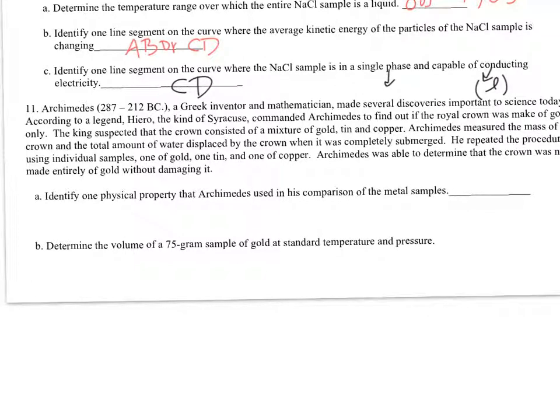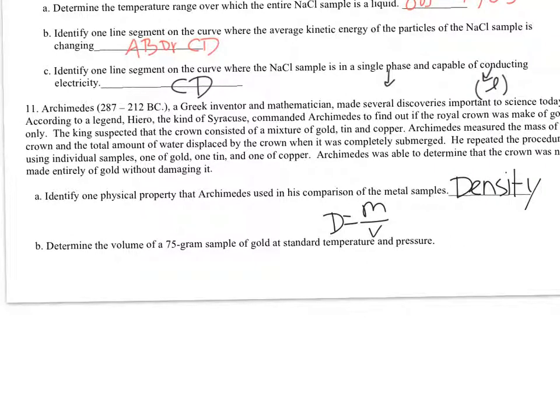Define one physical property that Archimedes used to compare the metal samples. You should hopefully be able to identify that this is density. He was measuring mass over a given volume. Density equals mass over a given volume. If they weren't the same, they weren't made out of the same material.